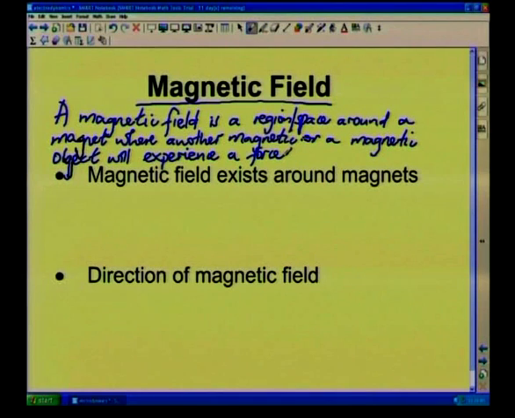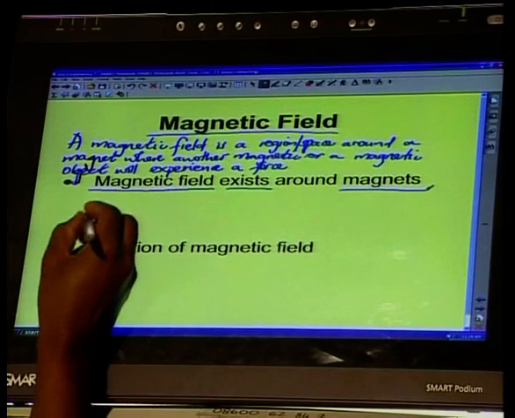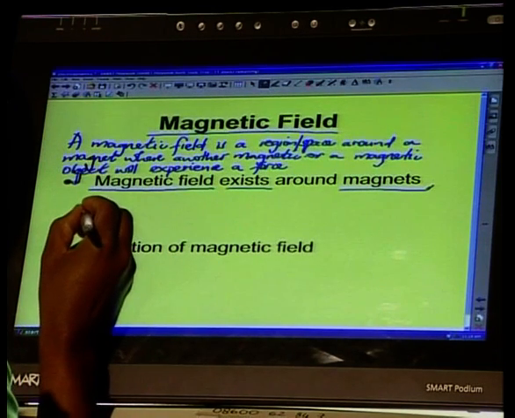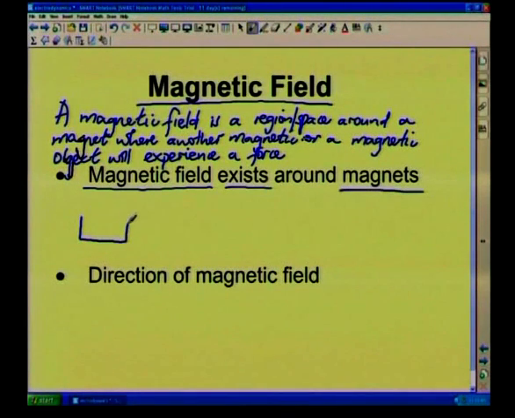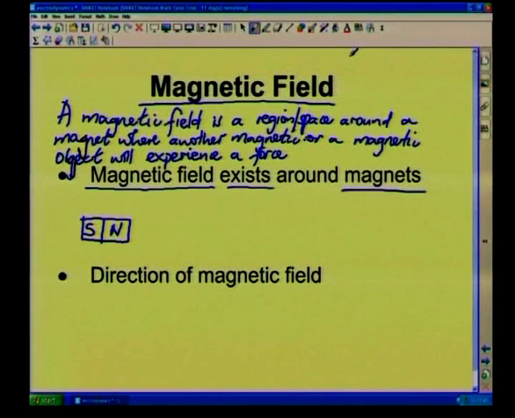Now, if we have a magnet, we would have a magnetic field existing around that magnet. Now, if I have a magnet, I know a magnet would have the north and the south pole. So say here I've got this magnet. Say this represents a magnet. And this is the north, and this is the south pole of the magnet. Now, this magnet will create a magnetic field around itself.